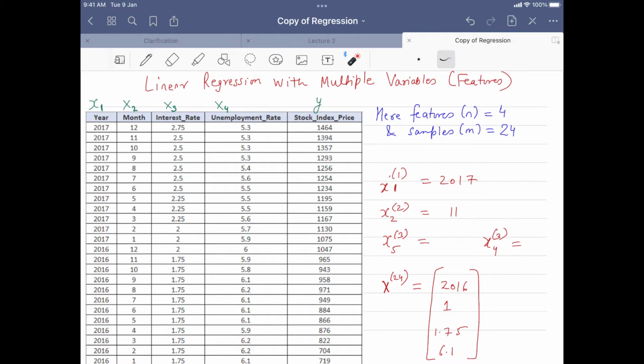For the third sample, I want to know the fifth feature. Is there any fifth feature here? Sir, there is no fifth. So it's 0 here, because there are no features. Okay. What about this x34? What will be the answer for this? 5.3. It will be 5.3.